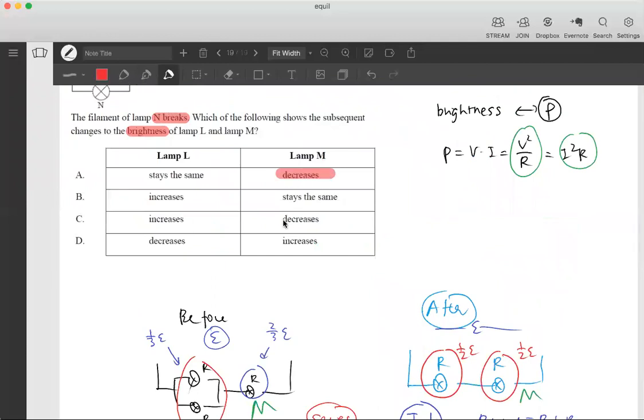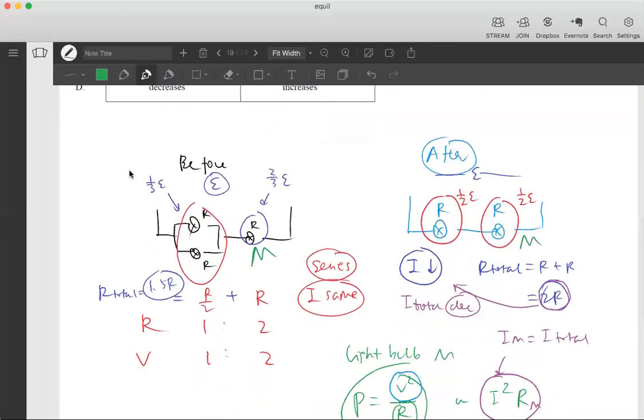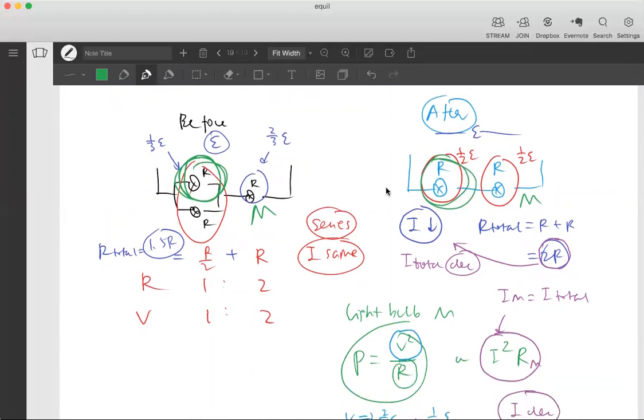So we're going to choose from A or C. Let's see whether L stays the same or actually increases. Now let's come back to light bulb L, on the top. It's this one here, highlighted, this green circle and this green circle. Now let's think about what happens.